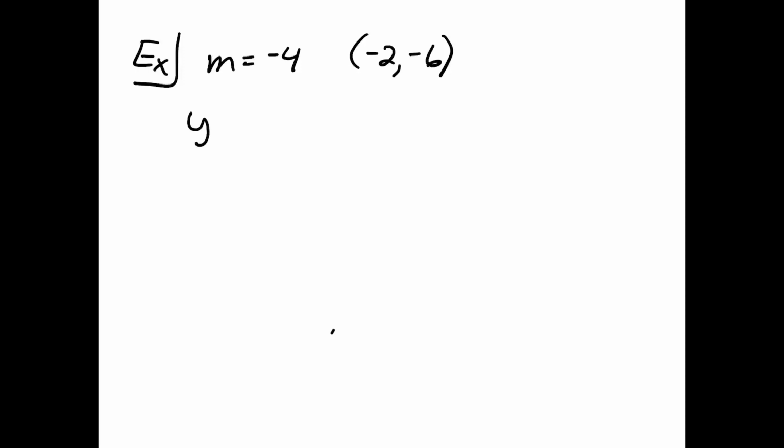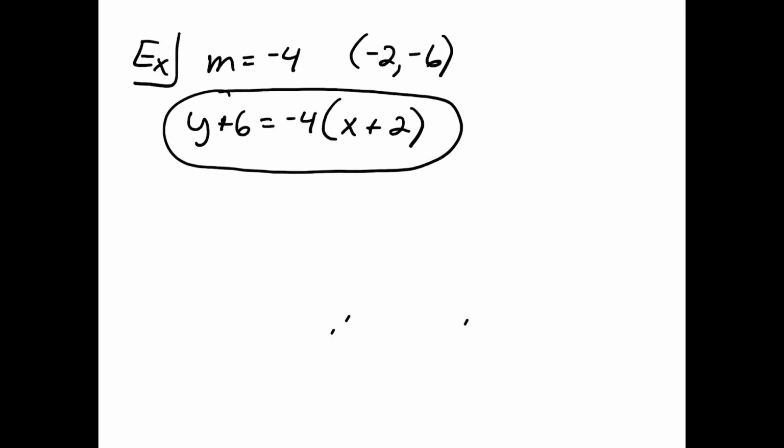All right, so if I do another example, this time let's say we have a slope that equals -4 and a point of -2 and -6. Going left to right, I'm going to have y. I'm going to take a look at whatever my y is. It says -6, so I'm going to go +6 is equal to, my slope is -4 times the quantity x. I see my x value as being -2, so I'm going to go +2.